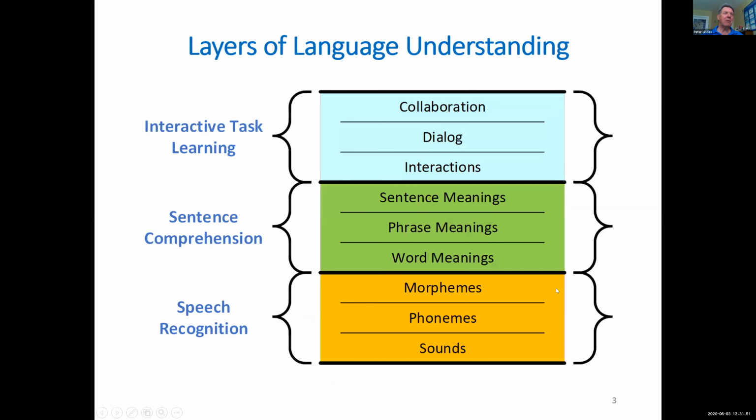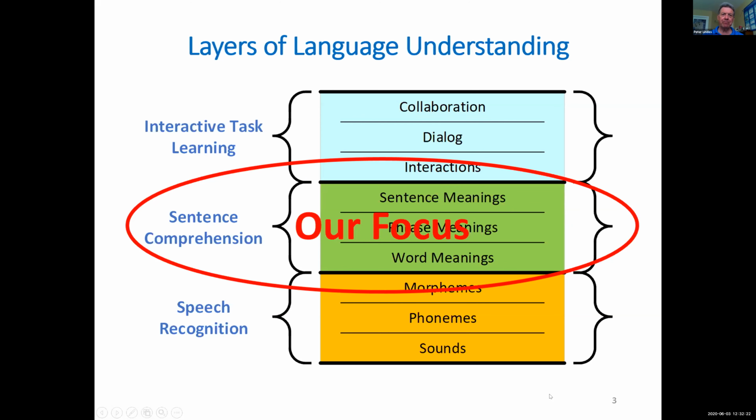Now, one clarification here, you can talk about language understanding at several different levels. There's the speech recognition level that just takes sound and turns it into a sequence of words. And there's the interactive task learning where we use the results of sentence comprehension to reason about what's going on in the world and learn tasks. At the middle of the sandwich is sentence comprehension, which goes from a sequence of words to an actionable meaning that the agent can act on. And that's going to be what our main focus is today.